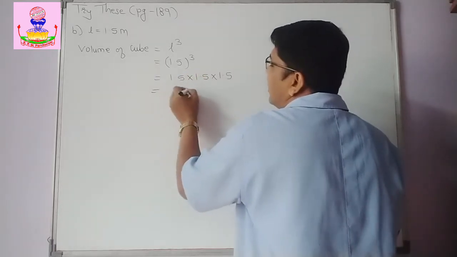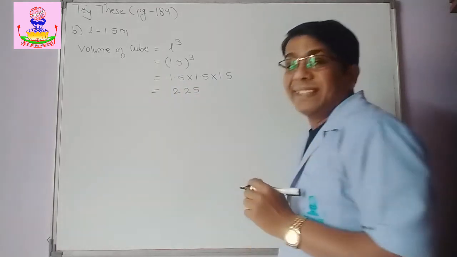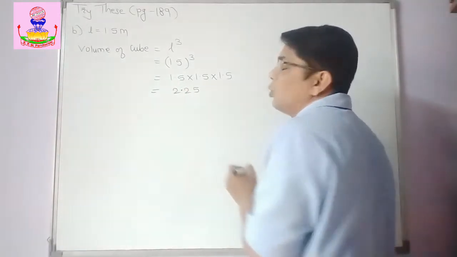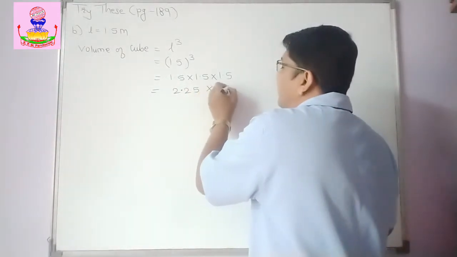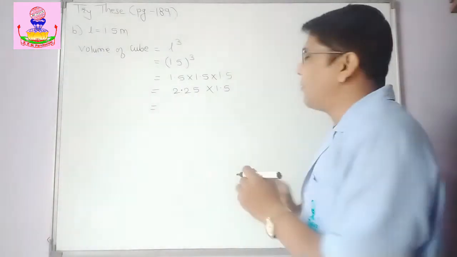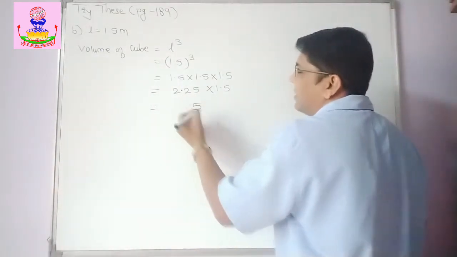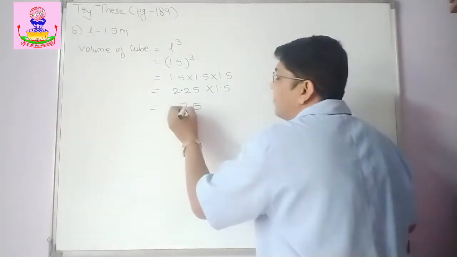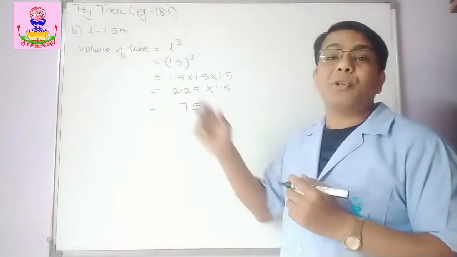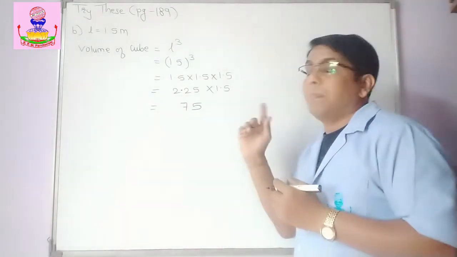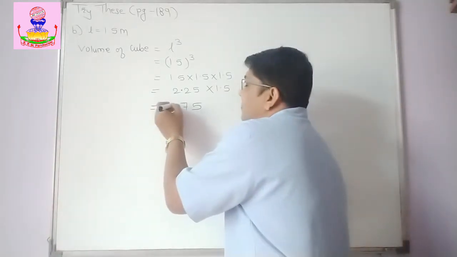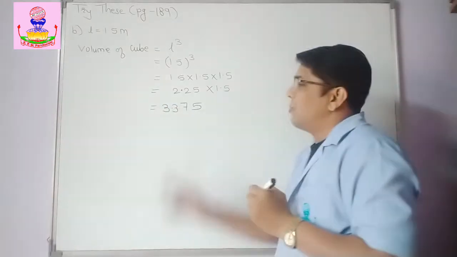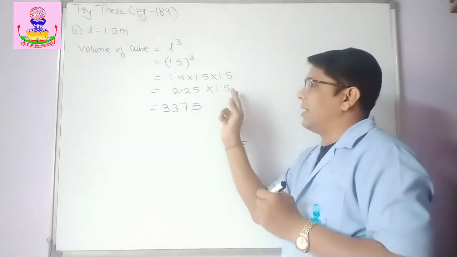Now 15 square is 225. I know that. Decimal point after 2 digits. So 1, 2. So 2.25 into 1.5. Now 15 5s are 75. 7 carry on. 15 2s are 30. 30 plus 7, 37. 3 carry on. 15 2s are 30. 30 plus 3, 33. Decimal point after 3 digits. 1, 2, 3.